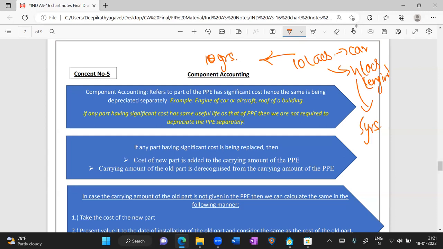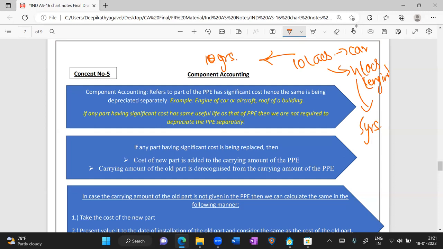So the standard then says for that significant part, depreciation will be calculated separately, and for the other part, depreciation will be calculated separately. In component accounting, take a very common example, a building. There's a lift. The lift is a significant component of that building, and the significant component's depreciation will be calculated separately, and the building's depreciation as a whole will be calculated separately, right?